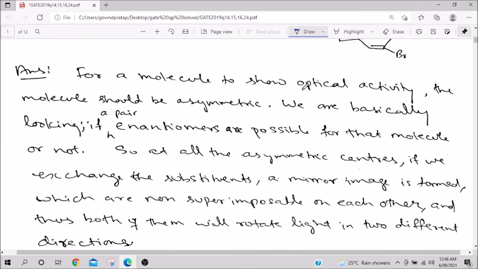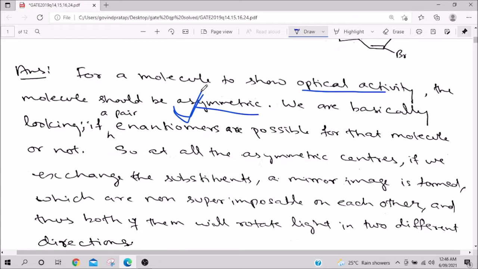What is very important is, if a molecule has to show optical activity, it has to be asymmetric. See, stereoisomers, sometimes diastereomers are there, but they might be optically inactive if it is a meso compound. But if it is asymmetric, it has to be optically active. What do we mean by optical activity?